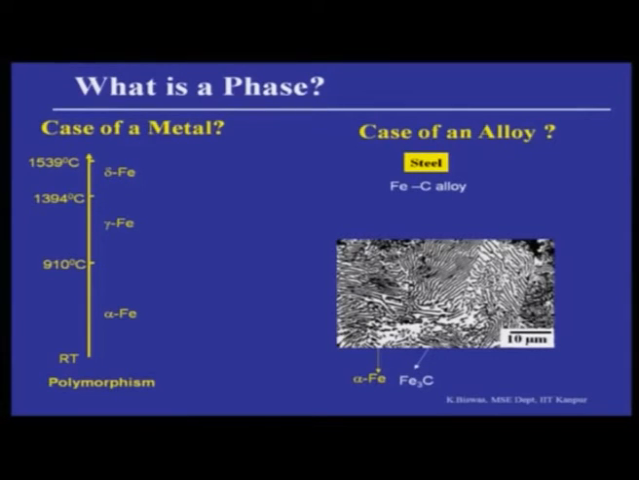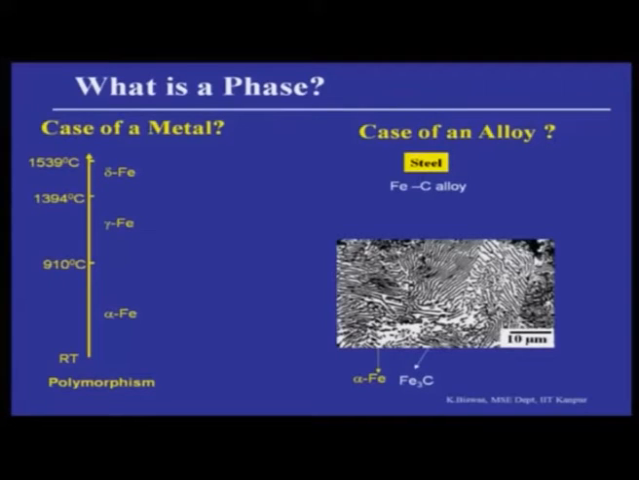So now by looking at this, you will understand alpha, gamma, delta. Greek letters are always used for designating phases in the books. All the Greek letters, starting from alpha to the last Greek letter, can be used.